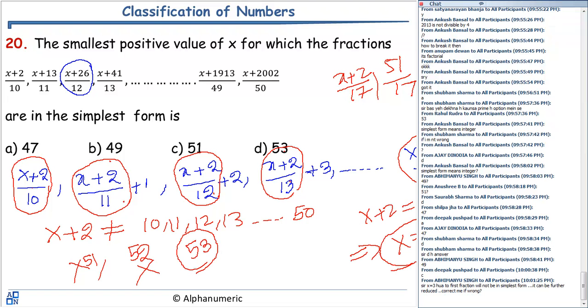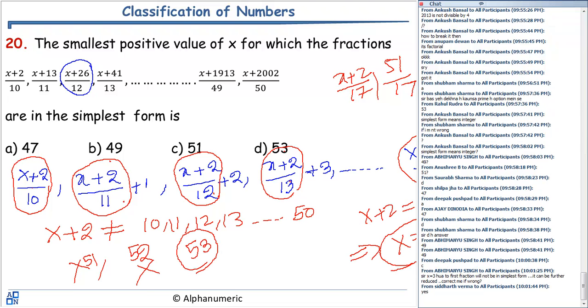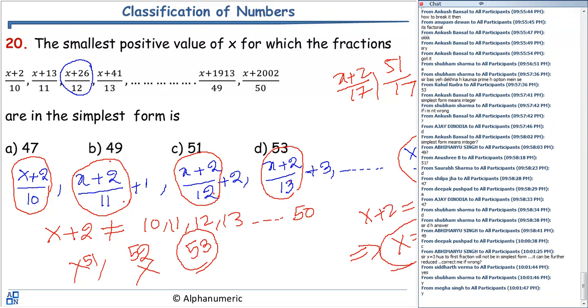Is it clear? Abhimanyu is saying if x equal to 3, the first fraction will not be in the simplest form. Yes, that's right, Abhimanyu. If I take x equal to 3, then 3 plus 2 is 5, so 5 by 10, and 5 by 10 is not the simplest form. That's right, Abhimanyu. So the correct answer is 51.